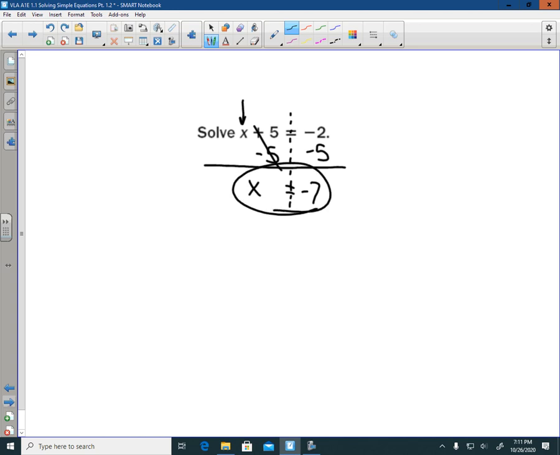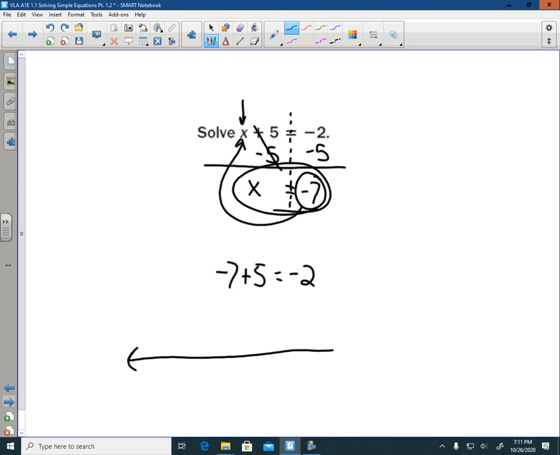Now the thing that's cool about algebra is that you never have to get any problem wrong, ever. Because you can just take this number that you just got for x, and put it right back in. You could say, well, is negative 7 plus 5 equal to negative 2? Well, we could draw a number line and see if that's true.